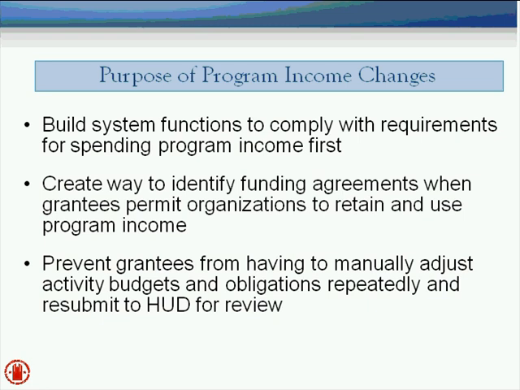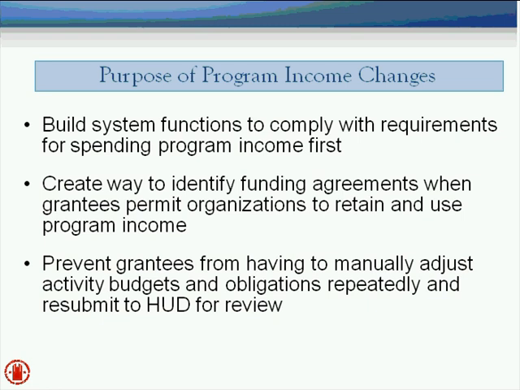One of the first purposes of that was to build a system function that would help us comply by making sure we're spending as much program income as possible first, before program funds and grant funds are drawn down. The next purpose was to create a way to identify funding agreements that say when a grantee has told a local government, a subrecipient or a nonprofit that they're going to be able to retain and use program income. We're going to go through that in a little bit of detail, and that is going to be under revolving loan funds under projects and program income accounts. These are going to be very important in terms of setting things up so that the rules regarding spending program income first work well for your grants.